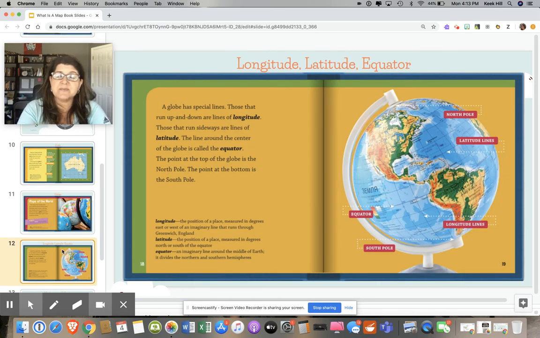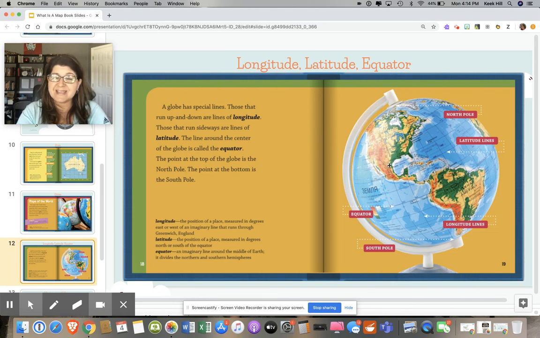A globe has special lines. Those lines that run up and down are called longitude. So if you take a peek, this line here, these are longitude lines. And then there's ones that run sideways. They're called latitude. So these sideways lines are the latitude lines. And it helps people describe where a place on the map is located.